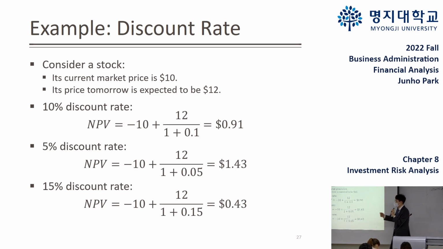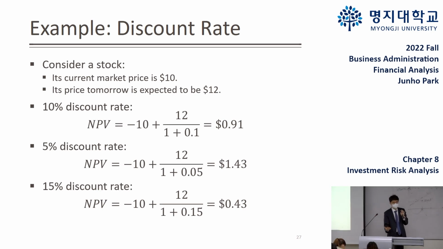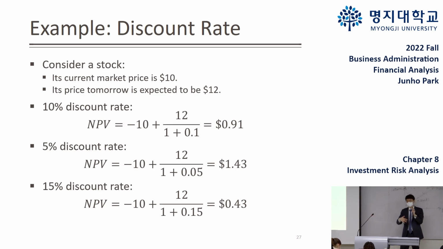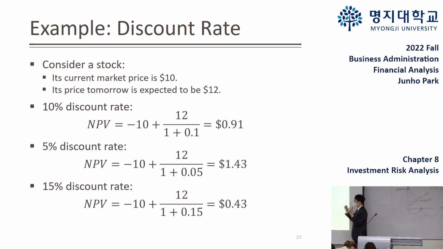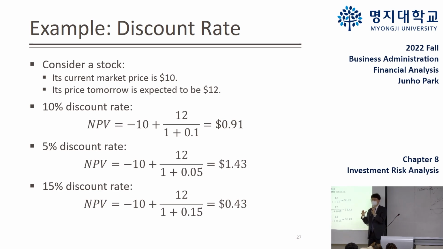So that is why when we have more risk, we need to increase our discount rate, and the opposite will happen in the other case. When we have a lower risk, we are going to have a lower discount rate. When we have a higher risk, we are going to have a higher discount rate.